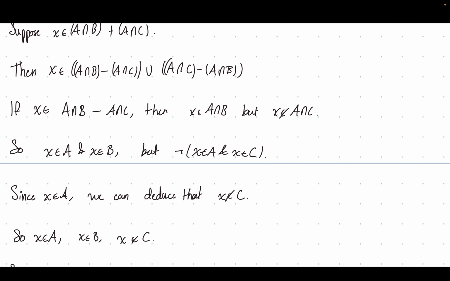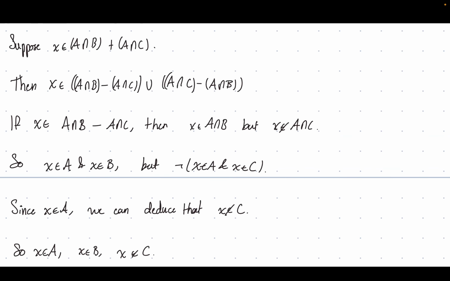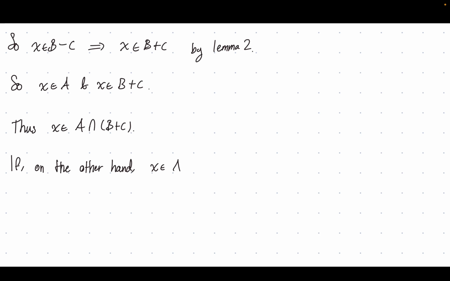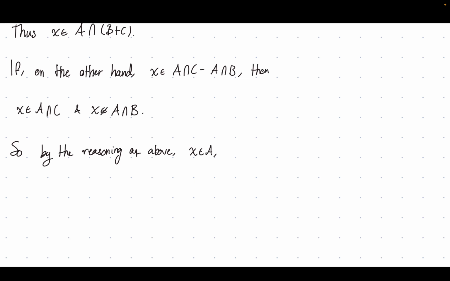And now, if on the other hand, X is in A intersect C minus A intersect B, then X is in A intersect C, and X is not in A intersect B. So by the same reasoning as above, X is in A, X is not in B, but X is in C. Same exact proof.